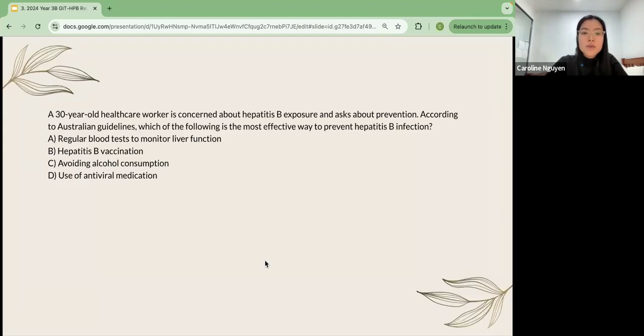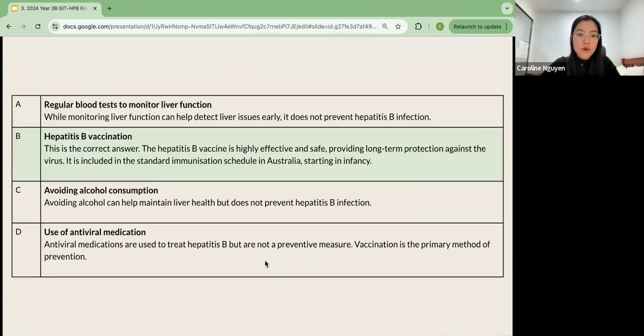So there's someone who is concerned about hepatitis B exposure, and they ask about prevention. According to the Australian guidelines, what is the most effective way to prevent Hep B? B, vaccination. Perfect. So Hep B and Hep A are things we have vaccinations for.